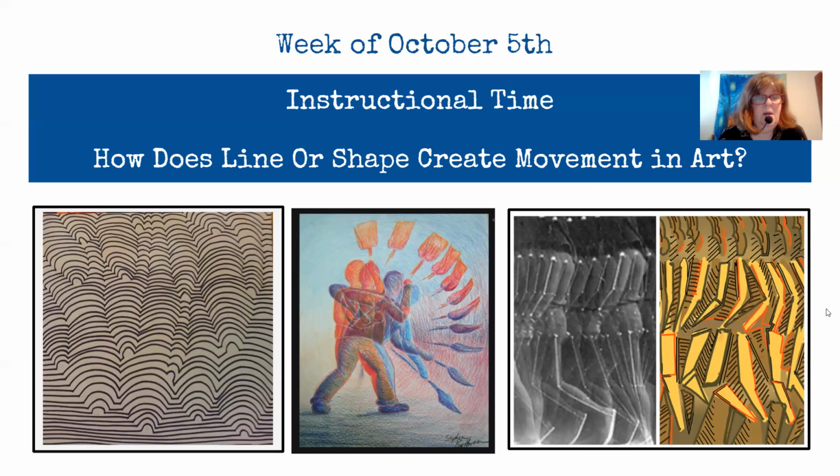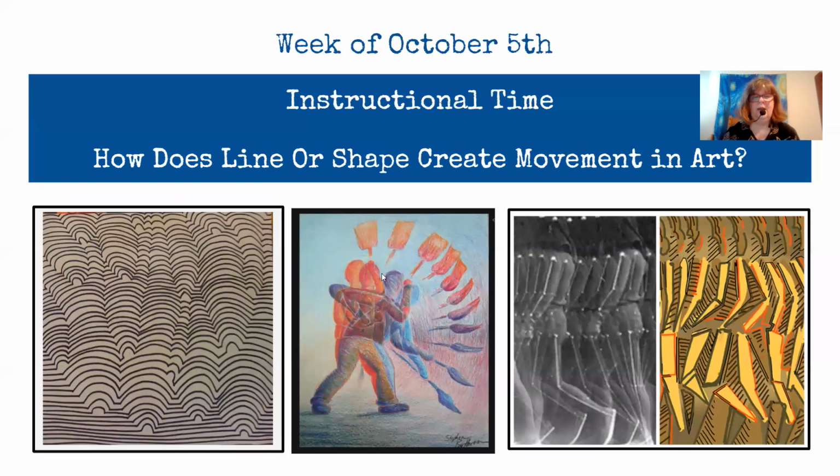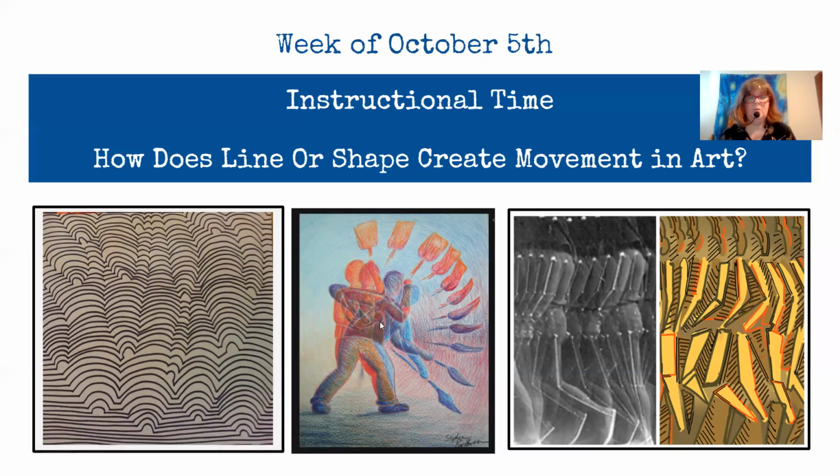Here are examples of how line and shape can create movement in art. If we take a line and we repeat it and change it ever so slightly, this almost is like waves that are going back and forth. In the middle here, we've got a person that looks like they are moving because whoever drew this picture and added color changed it ever so slightly, and they repeated the same shapes, changed the color a little bit, but you can see that they look like they are digging with a shovel.